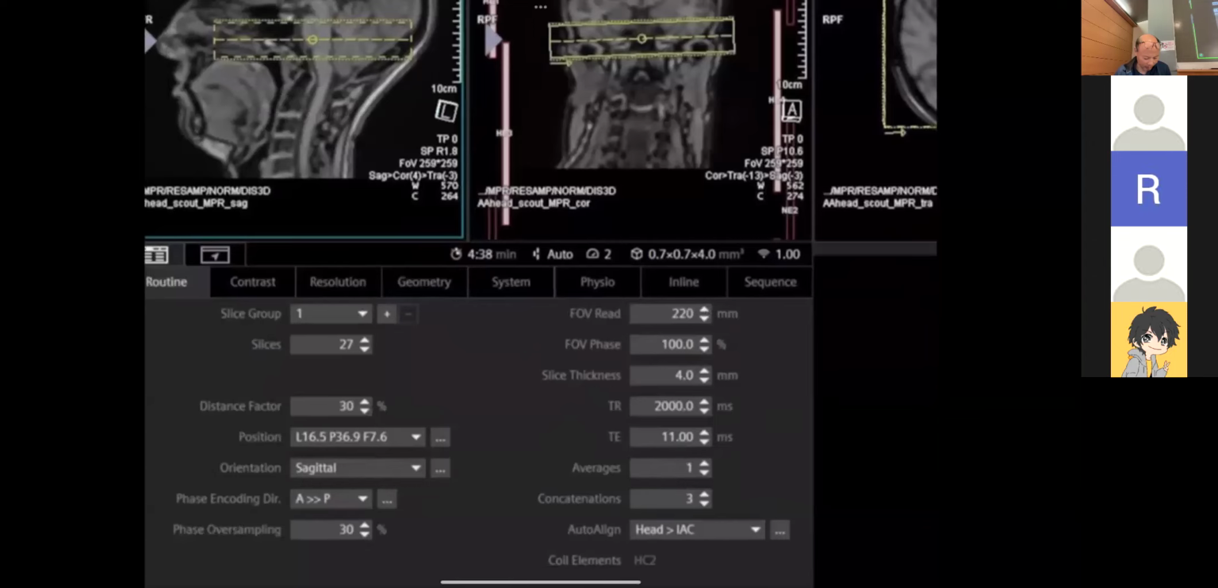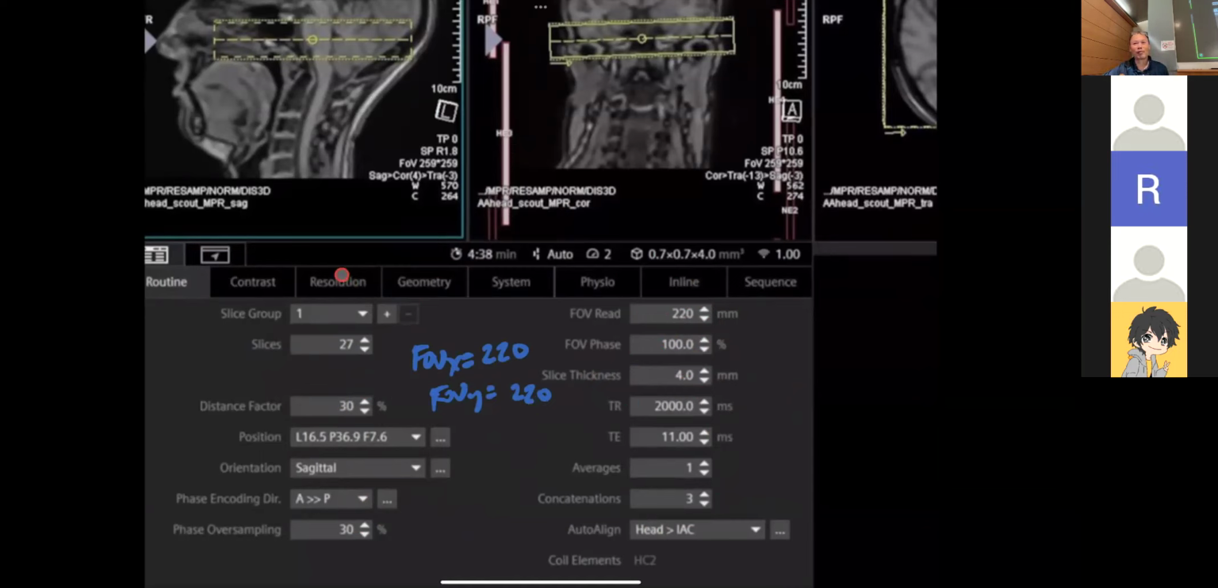Let's look and see what they've specified here. They've got a field of view of 220 millimeters in the readout direction and 100% phase field of view. So the way I'd interpret that is field of view of X equals 220. Field of view of Y also equals 220, because it's 100% phase field of view. Now I look around and I have no idea what the resolution is. There's nothing on this page that tells me the resolution, and that's because with Siemens you have to go to another tab called resolution.